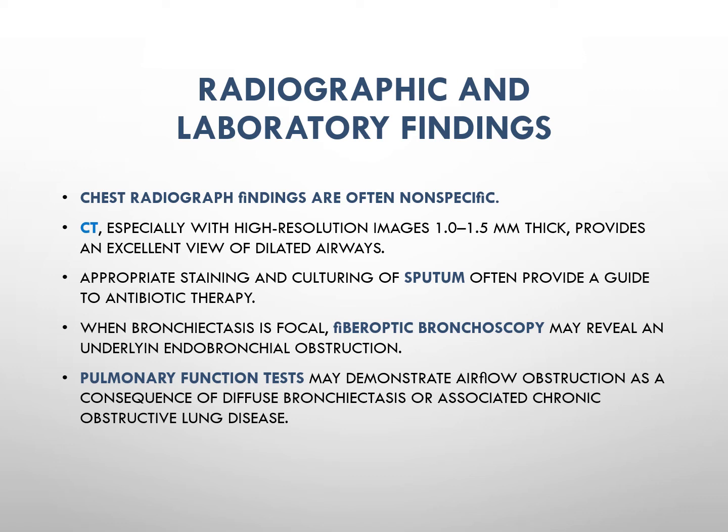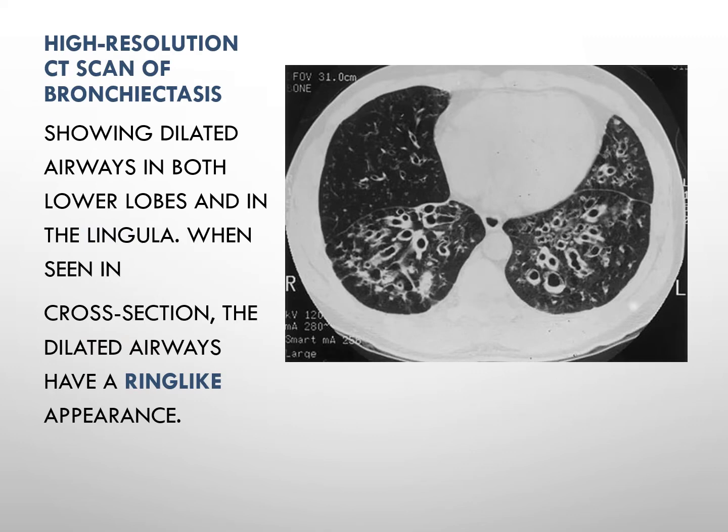Pulmonary function tests may demonstrate airflow obstruction as a consequence of diffuse bronchiectasis or associated chronic obstructive lung disease. Here we see a CT scan of bronchiectasis showing dilated airways in both lower lobes and in the lingula. When seen in cross-section, the dilated airways have a ring-like appearance.